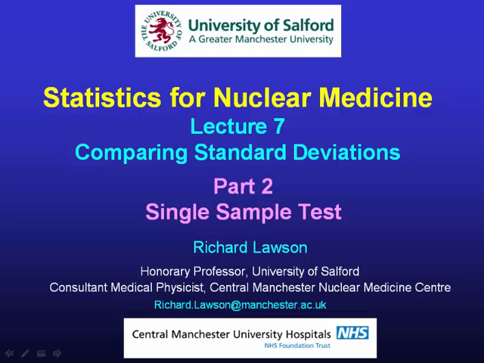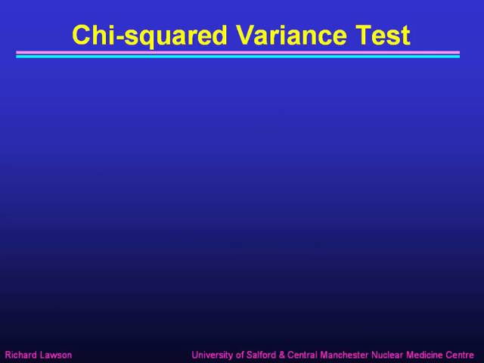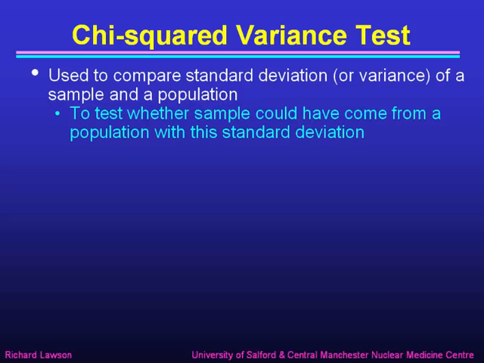This is part 2 of my lecture on comparing standard deviations, and I'm going to be talking about a single sample test. The single sample test is the chi-squared variance test. It's used to compare the standard deviation, or equivalently the variance, of a sample and a population. And it's used to test whether the sample could have come from a population with this known standard deviation.